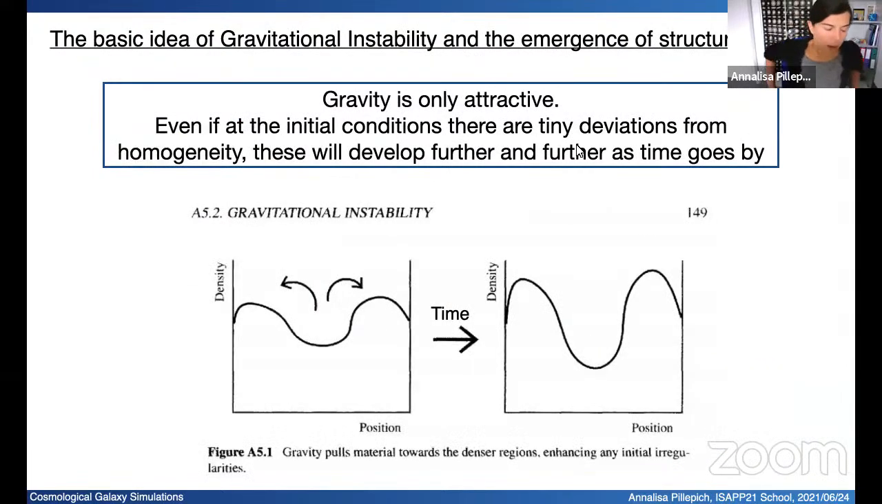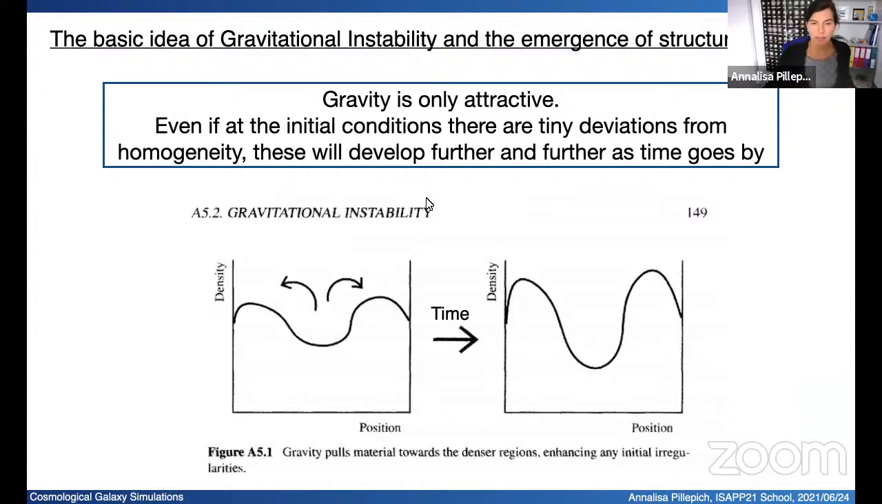Now, when we think about gravity, I just want to give you an idea that I'm sure came out earlier this morning, but I think this is the way to understand the formation of structures: gravitational instability drives the formation of structures, right? Gravity is only attractive. Even if the initial conditions, like the ones suggested by the cosmic microwave background, have just tiny deviations from homogeneity, these can only develop further, making higher density regions more and more dense, and lower density regions less and less dense.